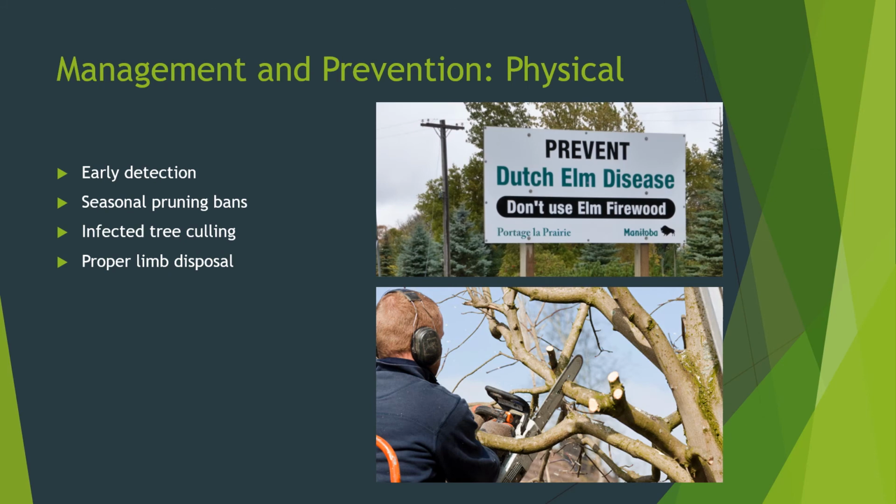So what do we do about this? It's obviously a very serious issue. The biggest response from humans is our physical management tools. So early detection, there are inspections that go throughout cities in Canada. There's seasonal pruning bans to stop the dead wood from piling up and allowing beetles to reproduce. Trees that are infected typically are culled to prevent further spread. You can cut limbs back 10 to 15 feet below the signs of infection, and that can be successful. And then limbs need to be properly disposed of. Typically, this is either burning or burying.